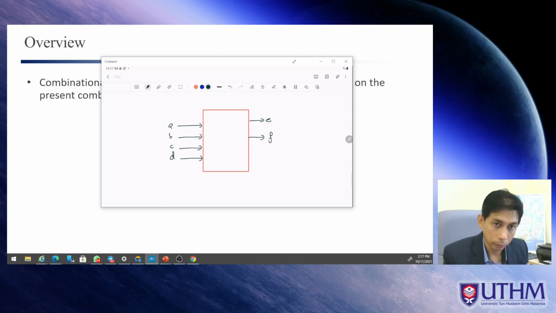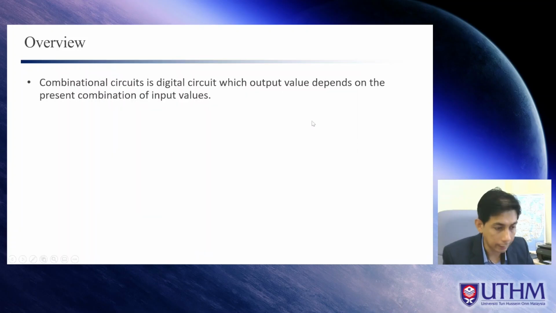So combinational circuit means that if any of the inputs here change the value, for example from 0 to 1 or from 1 to 0, it will immediately affect the output here, right? So that is meant by this statement.